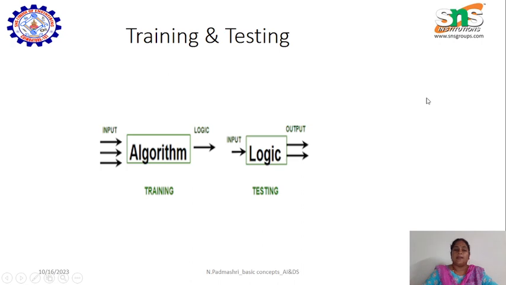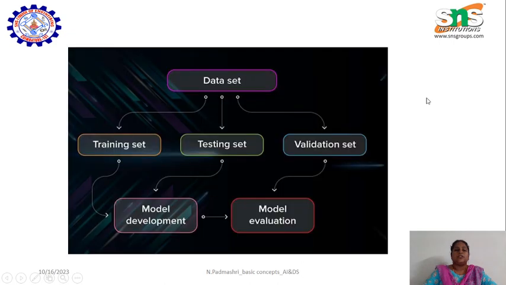This is the block diagram for training and testing, in which the input we give is any type of algorithm for training, and the output we get is a logic model. The other block is testing, in which we give an input and get the output. Training is nothing but training the machine with an algorithm, and testing is nothing but testing whether the model works accurately or not. This is training and testing.